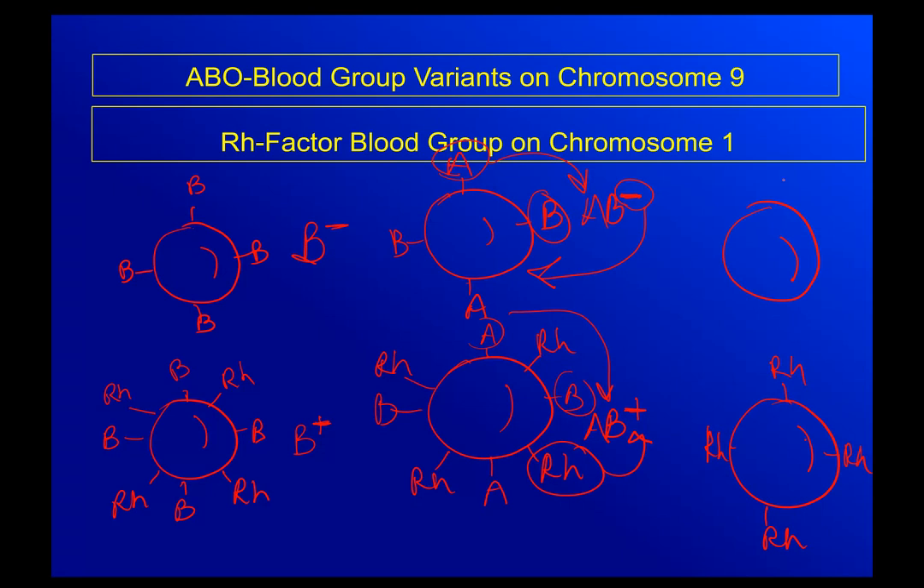Now, this would be O because there's nothing on the surface as far as A or B. And do you see Rh? No. So that would be negative. Whereas this, there is no A or B, so that would be O. But it does have Rh, so it would be positive. Okay? These are the most common blood types that we have. These 8. A positive, A negative, B positive, B negative, AB positive, AB negative, O positive, O negative. These are going to be our most common blood types.